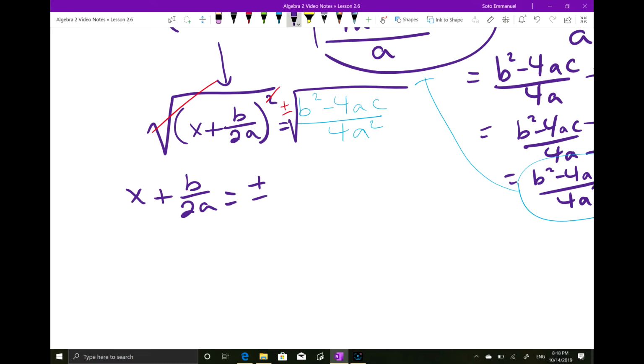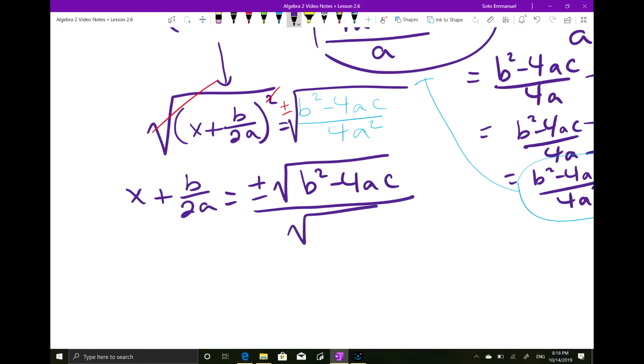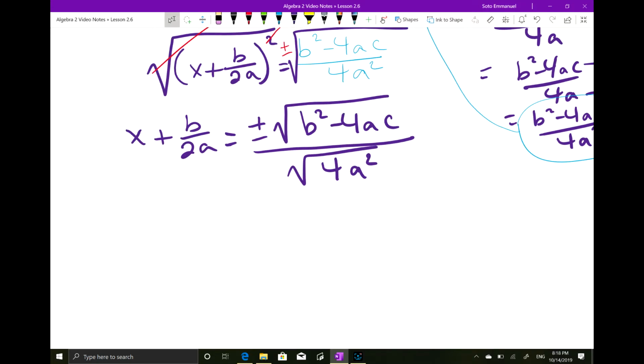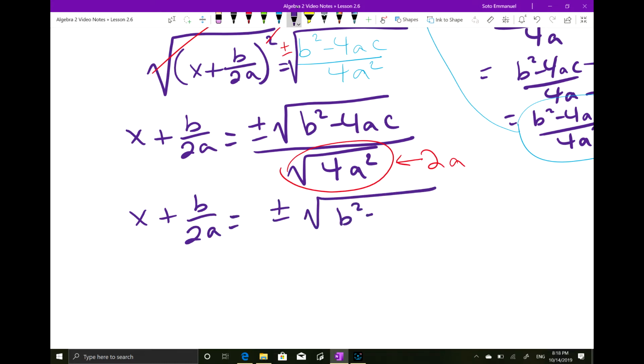Let's go ahead and split this right away. Let's split this into the square root of b² minus 4ac, and then also the square root of 4a². We can split that into two different square roots on top and bottom. That's a cool little property. Now we know the square root of 4 is 2, and the square root of a² is a, so this becomes 2a. So we've got x plus b over 2a equals plus or minus the square root of b² minus 4ac over 2a.